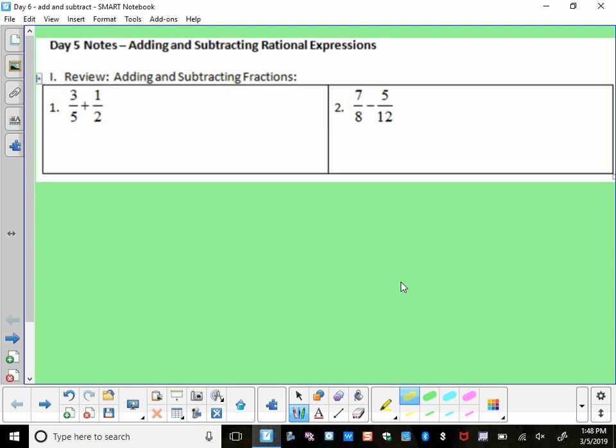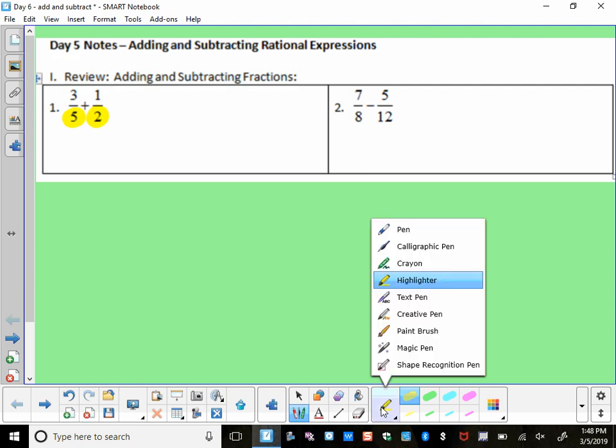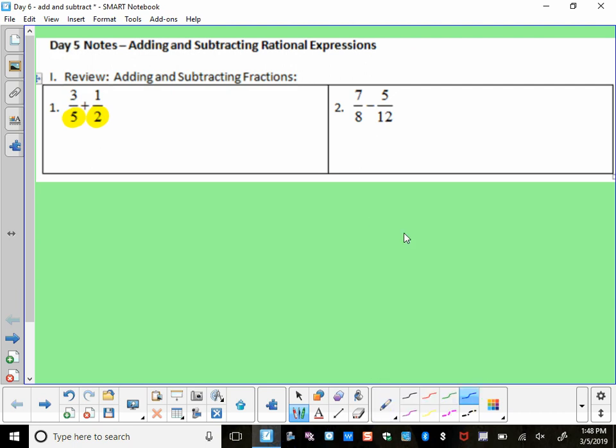So we already did multiplying and dividing, now we're doing adding and subtracting. Do we see here how these denominators are not the same? Okay, they are not the same, so I cannot just add straight across top and bottom. That's not how that works.